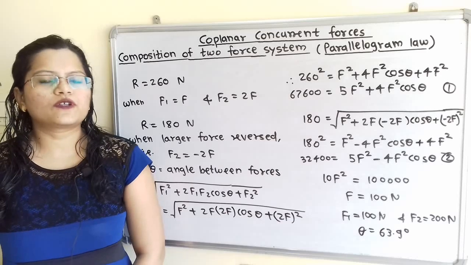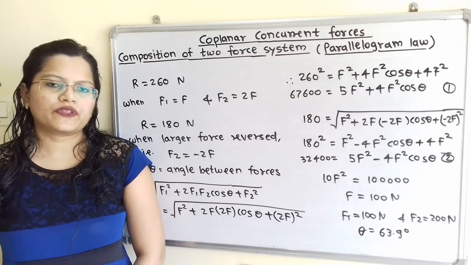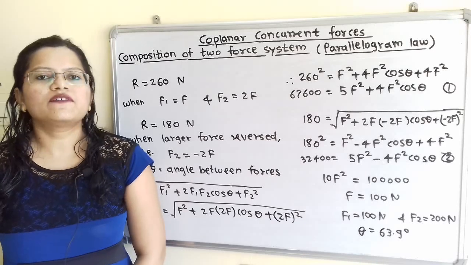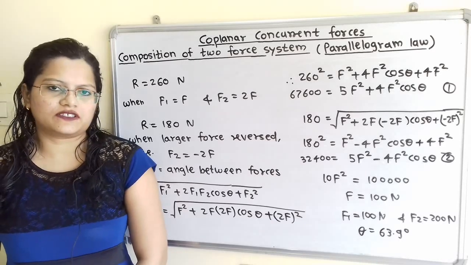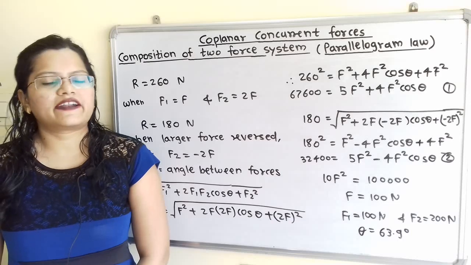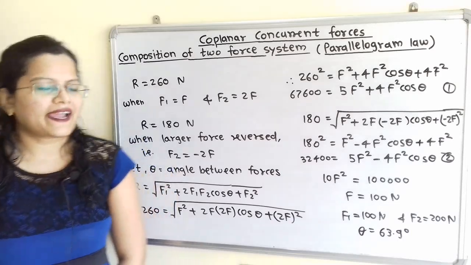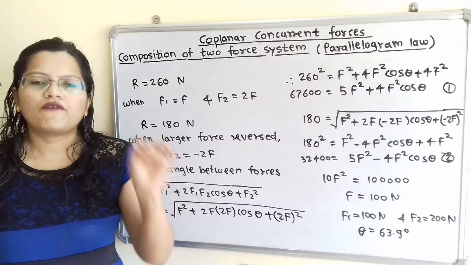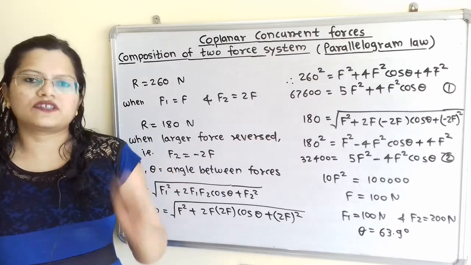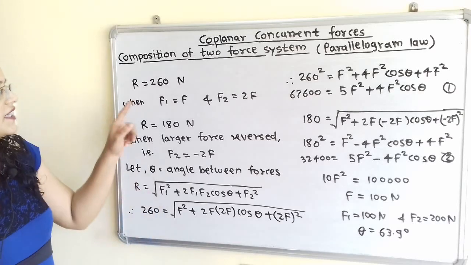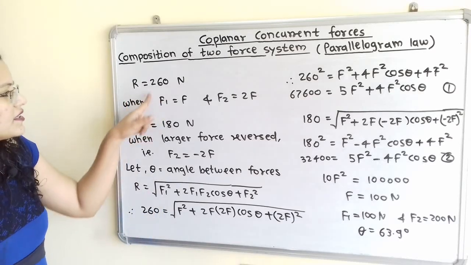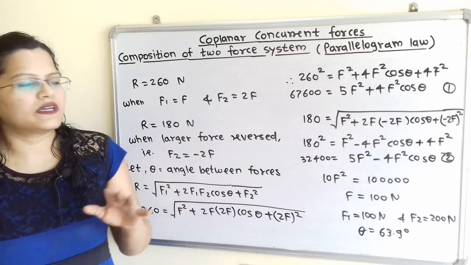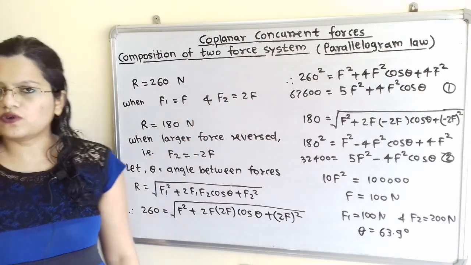There are two forces F1 and F2, and the magnitude of resultant R is given for two different conditions. We will understand the first condition. Magnitude of resultant R is 260 Newton when one force is double the other force. Now we will understand this. When F1 is equal to F, then the other force will be double. That means F2 is equal to 2F.